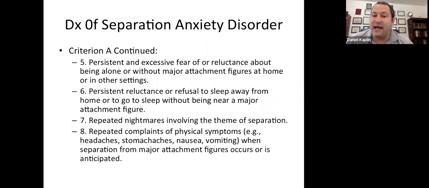You might also see anxiety or refusal to sleep away from the home. So we tend to see people with separation anxiety disorder struggle. They absolutely struggle with sleepovers and things like that because they're not going to be near to their caregiver. We also see that it affects their sleep. There are nightmares about separation and a lot of the other anxiety symptoms, the somatic symptoms you start to see, things like headaches, stomach aches, nausea, vomiting. These start to occur in anticipation of that separation.